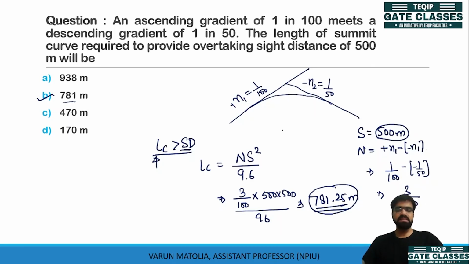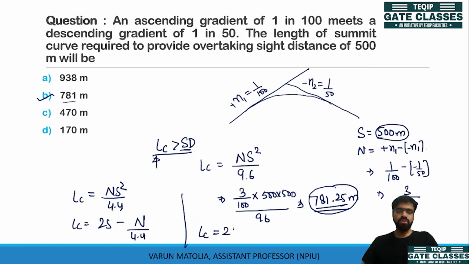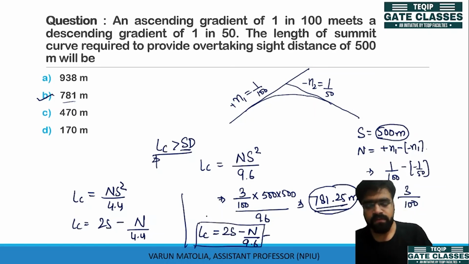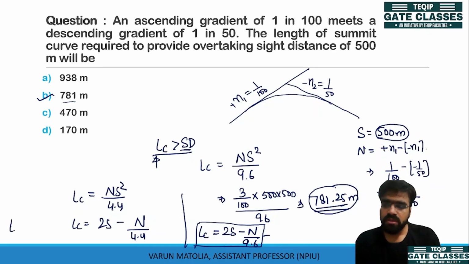If SSD is given, we can use the formula for SSD as N S square by 4.4. If there is any question in which the length of curve is less than SSD or OSD, you can use the formulas: length of curve is 2S minus N by 4.4 for SSD, and for OSD length of curve equals 2S minus N by 9.6. So this is the formula which you can use for length of curve less than your sight distance.